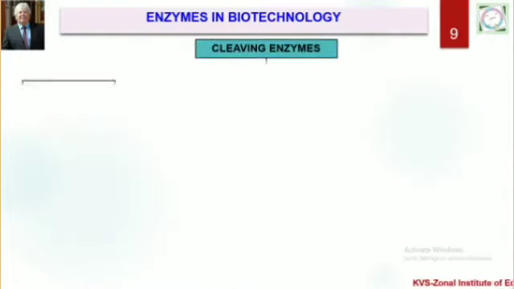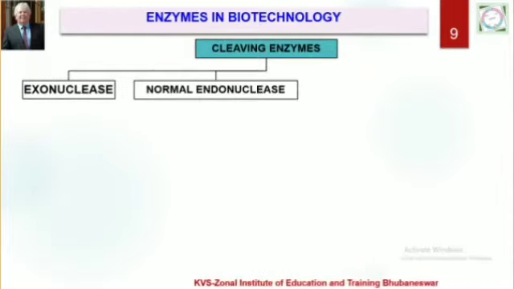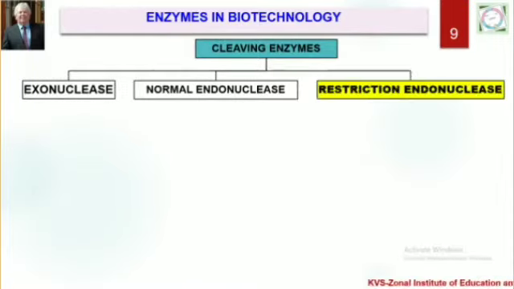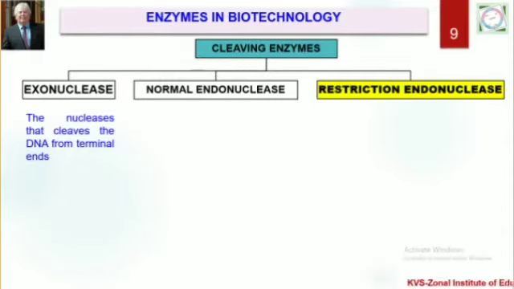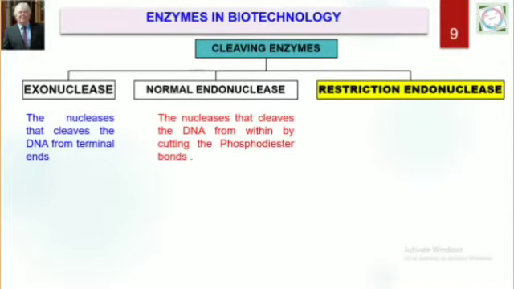First of all, we focus on cleaving enzyme, exonuclease, normal endonuclease, and restriction endonuclease. Exonucleases are the one that cleaves DNA from the terminal ends, as already mentioned. So they'll be cutting the DNA from the ends. They have got capability to cut the phosphodiester bond, but only from the end, either carboxy end or amino end. The normal endonucleases, these are the one that cleaves the DNA from within by cutting the phosphodiester bond. So they are also found in eukaryotic cell.